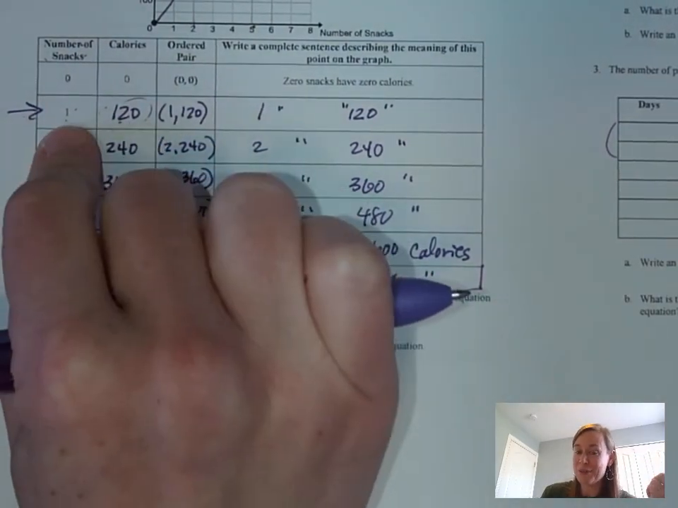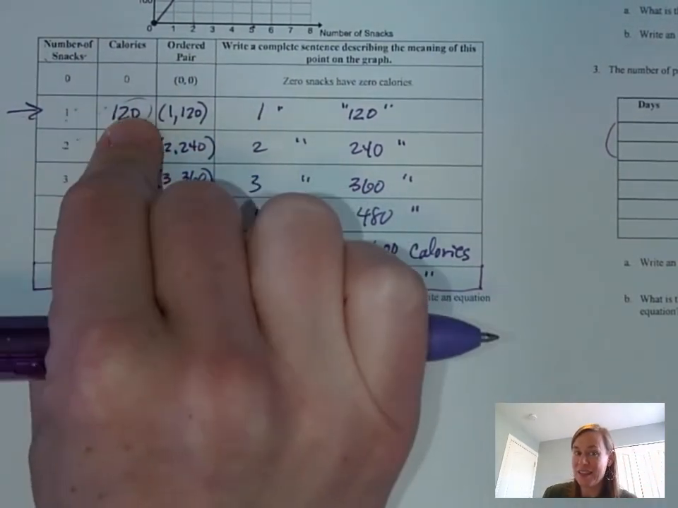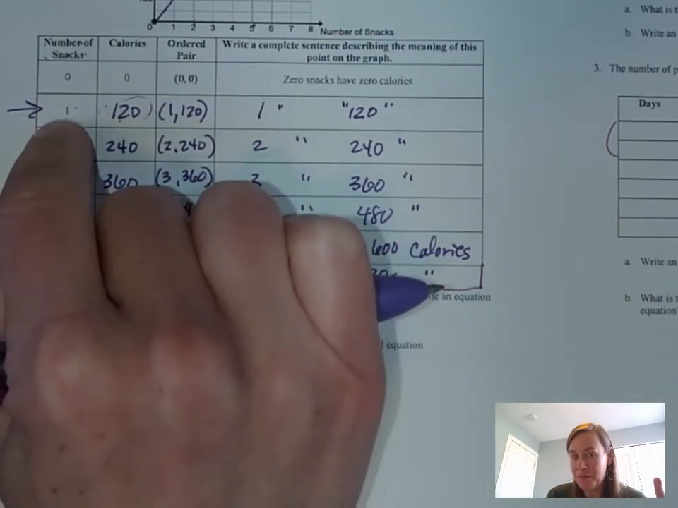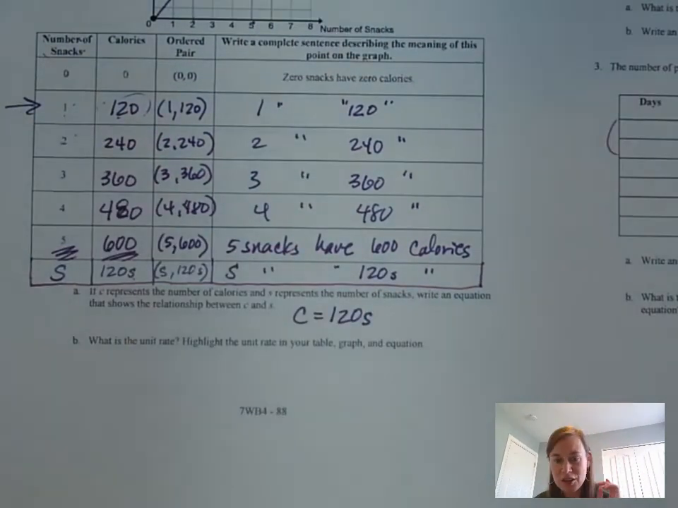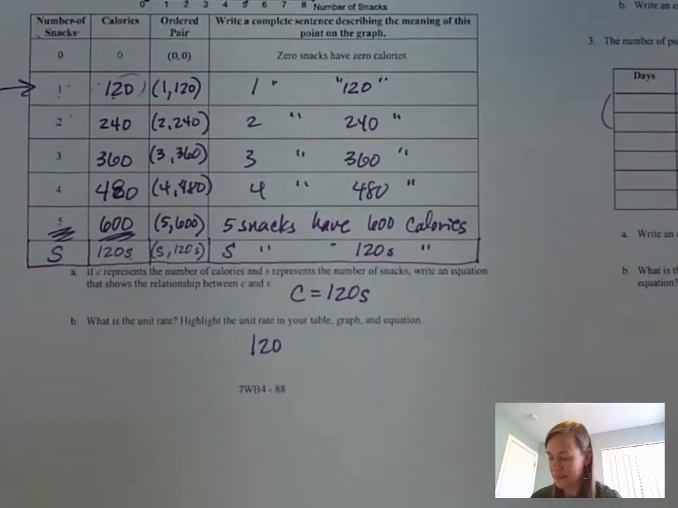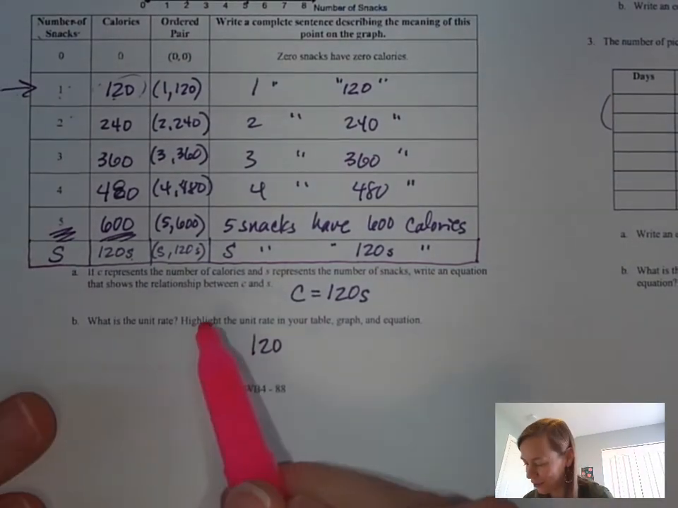Of course, this is the simplest one because anything divided by 1 is just itself. You don't even need your calculator. So what is 120 divided by 1? It's 120. So I know that my unit rate is 120. That's the unit rate. Now it says to highlight. If you have a highlighter, grab it. If not, just make it work with a circle or whatever.